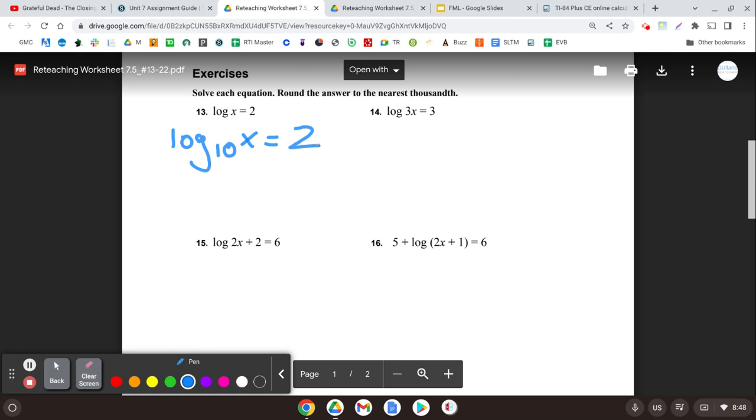All right, identify the base. Well, the base is 10. Switch the other 2. There you go. X is 100. Don't even need a calculator. How about that? I can do logs in my head.